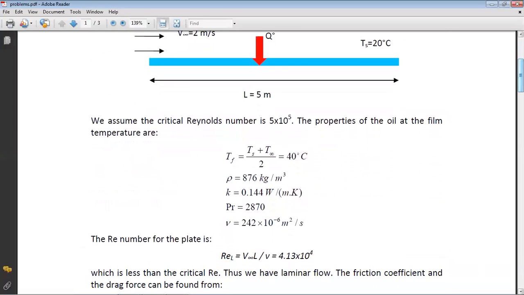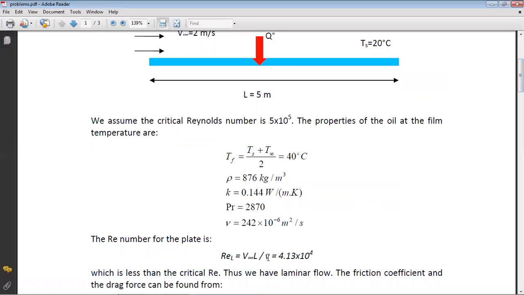Now, before we begin, first we need to understand whether the flow is laminar or turbulent. We have already discussed for a flat plate, if the Reynolds number is greater than 5 into 10 to the power 5, it is turbulent, and if it is less than 5 into 10 to the power 5, it is laminar. Now that can be determined using Reynolds number with the formula VL upon nu, where nu is the kinematic viscosity.